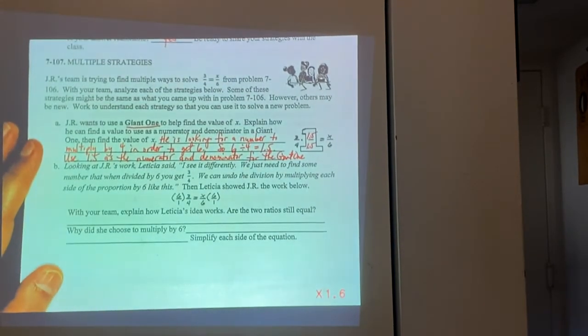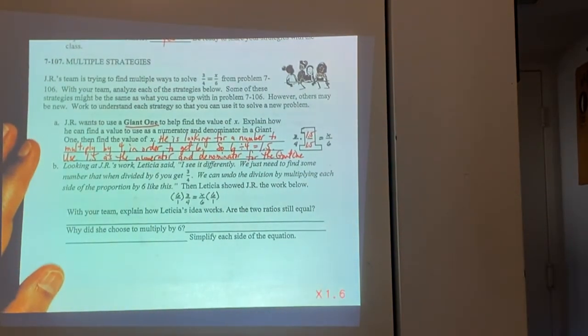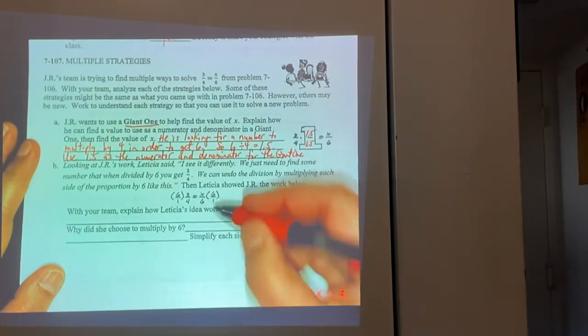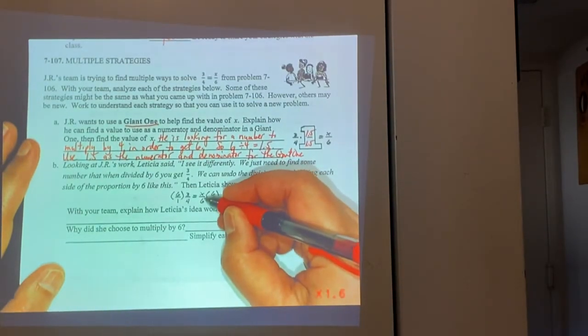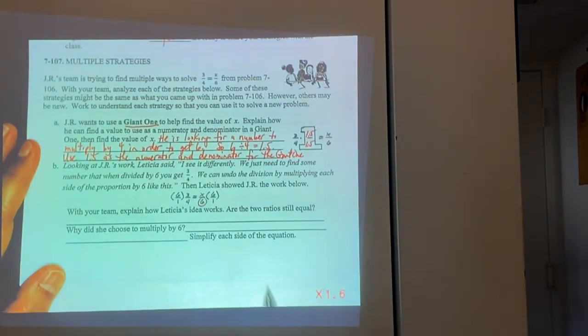Looking at JR's work, Letitia said, I see it differently. We just need to find some number so that when we divide by 6, you get 3/4. We can undo the division by multiplying each side of the proportion by 6 like this. So she took the number that was underneath the variable, which was 6. Since it's underneath, it's 1/6, and then she multiplied by the reciprocal. With your team, explain how Letitia's idea works.